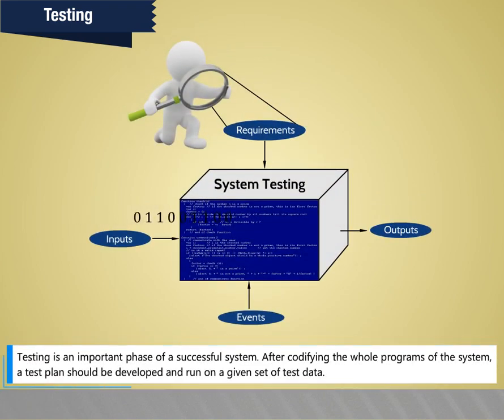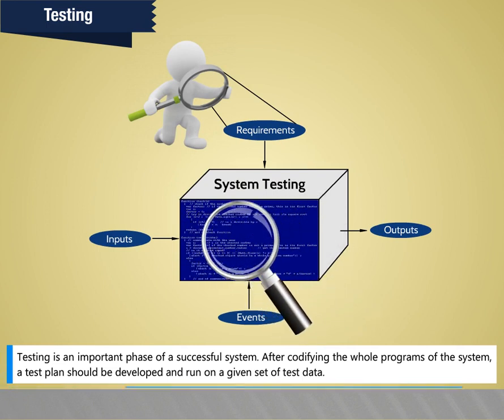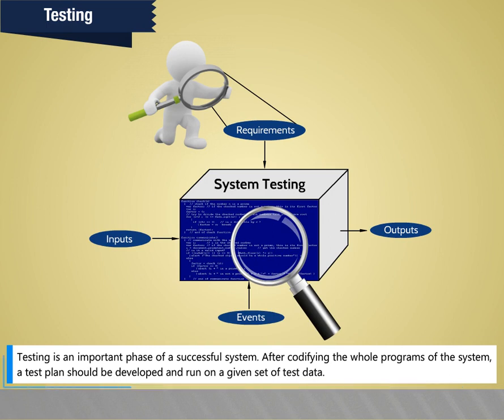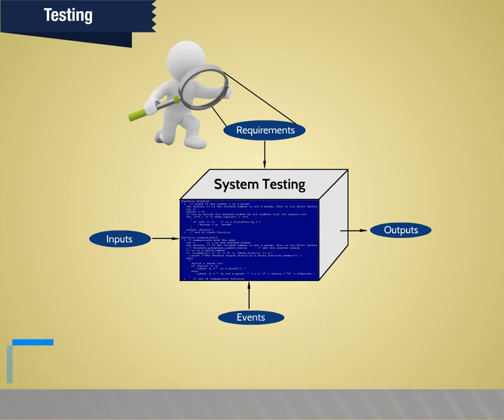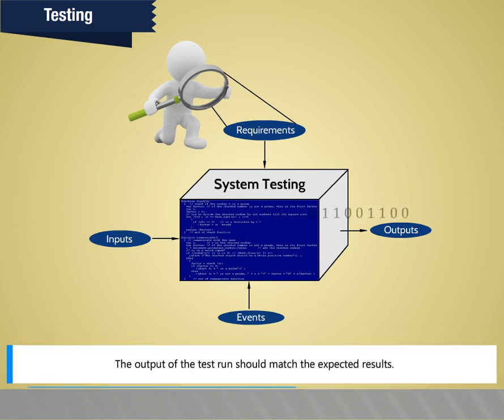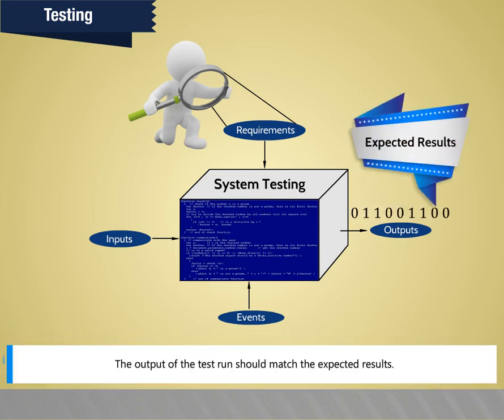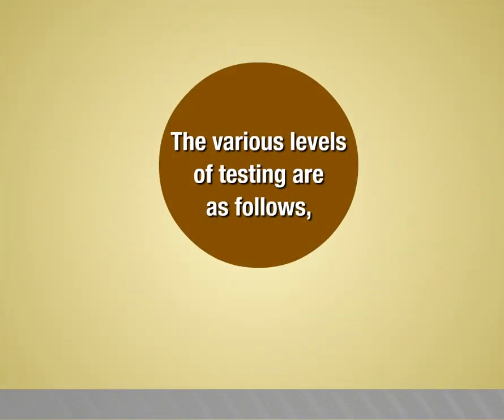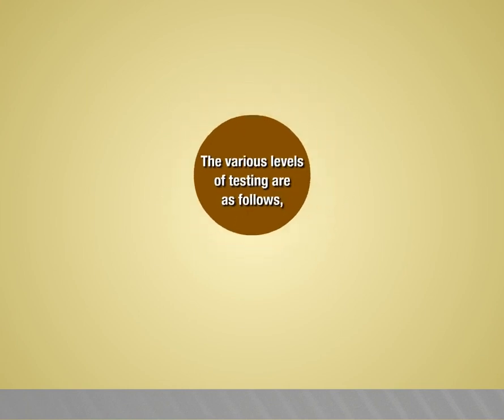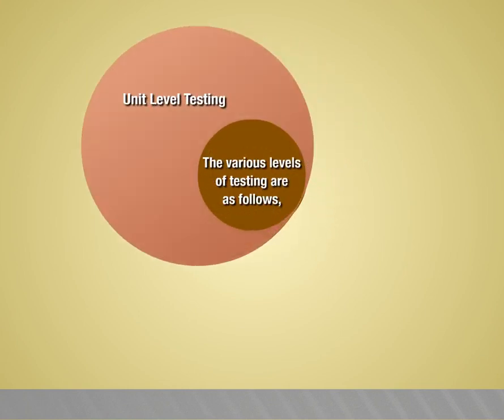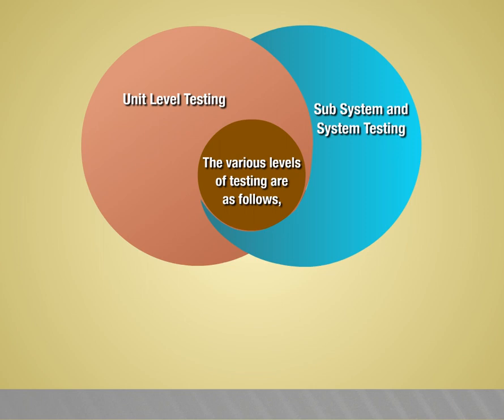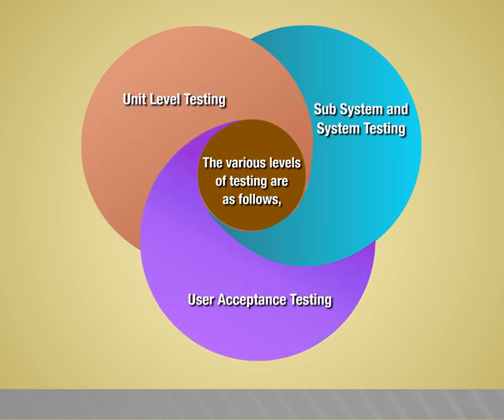Testing is an important phase of a successful system. After codifying the whole programs of the system, a test plan should be developed and run on a given set of test data. The output of the test run should match the expected results. The various levels of testing are as follows: unit level testing, subsystem and system testing, user acceptance testing.